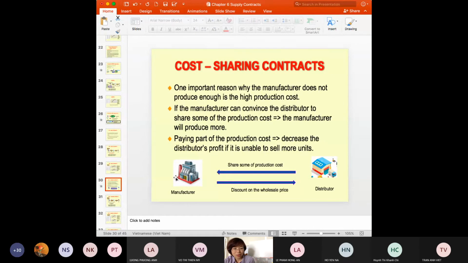So okay, look at this. The manufacturer gives a discount on the wholesale price for the distributor, but the distributor must share some of the production cost with the manufacturer. In the previous, you remember we have revenue sharing. It means the manufacturer gives the discount on the wholesale price for the distributor, but the distributor must share revenue with the manufacturer. But in this case, the distributor shares the production cost for the manufacturer.